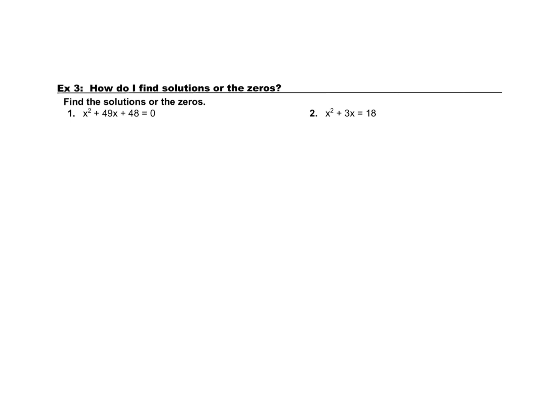All right, so example number 3, how do I find solutions to the zeros? Let's go ahead and solve this by factoring. I'm going to have my x's. Now we need to make 48, but added together, the factors will need to make 49x. So let's start listing the factors.